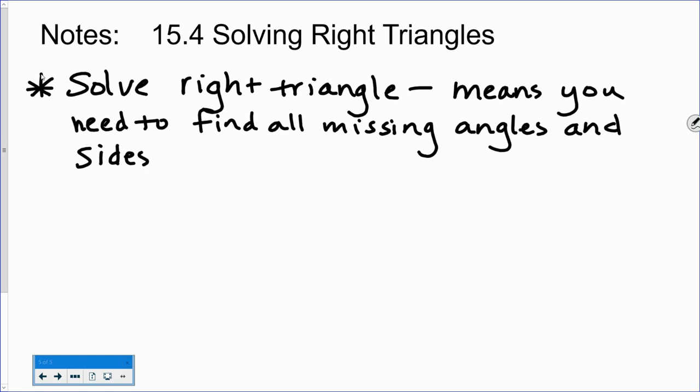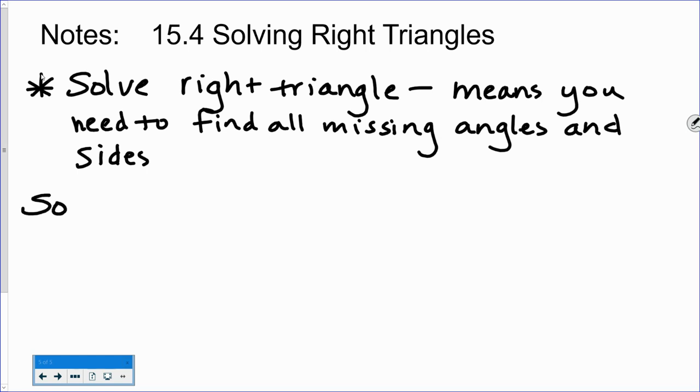All right, so they're going to give you just enough information that you could complete the triangle. There will be multiple steps to each problem when you have to find multiple different things, so keep that in mind. We'll do a few examples here.